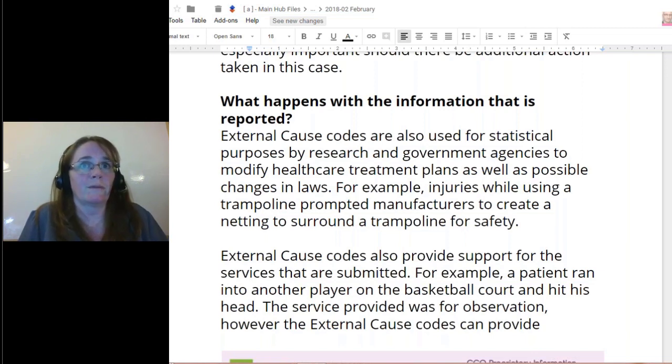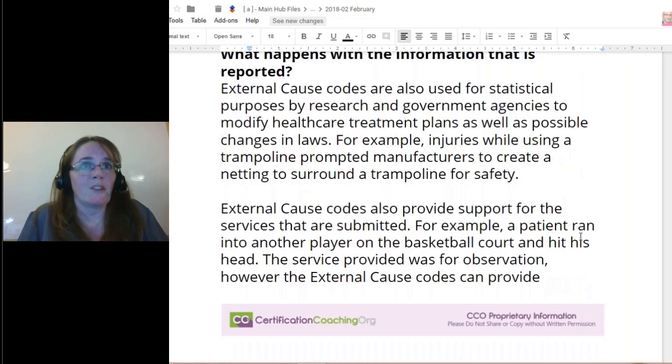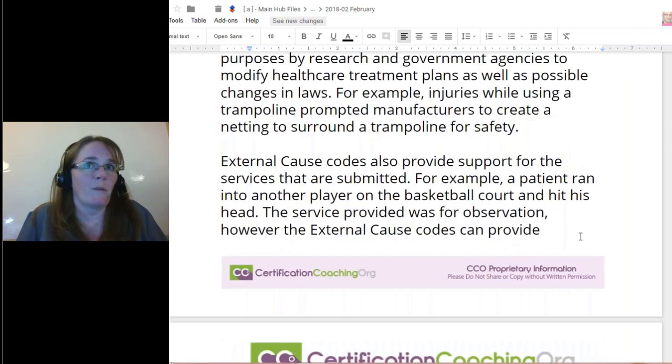So for example, if you have injuries while using a trampoline, we had so many injuries that prompted manufacturers to create the netting to go around the trampolines for safety, or changing the laws, like so many injuries from accidents of a fall while riding a bike. A lot of states were prompted to create a bicycle helmet law.